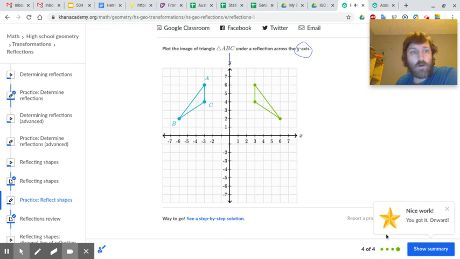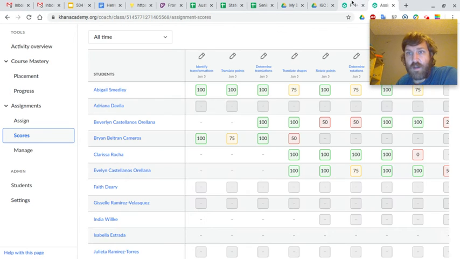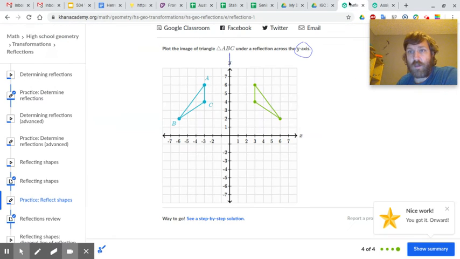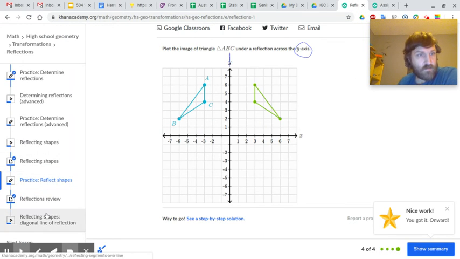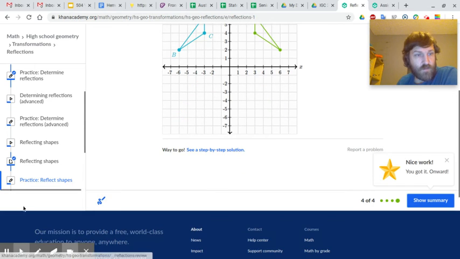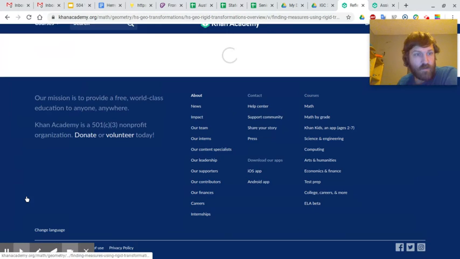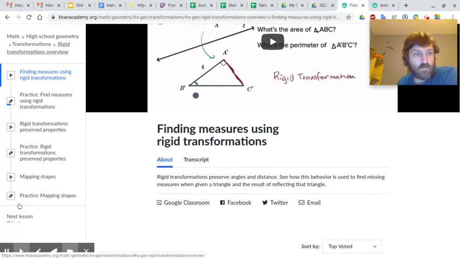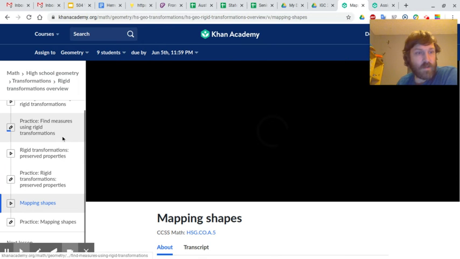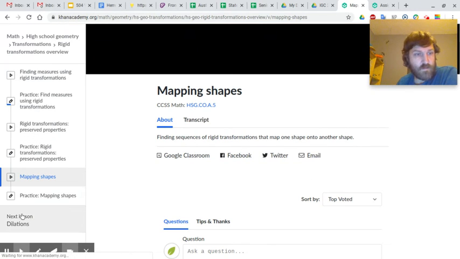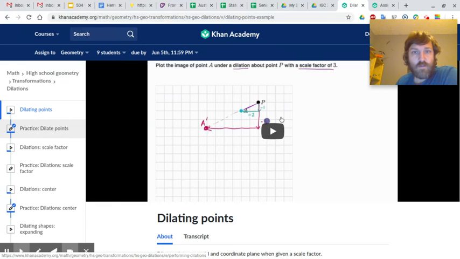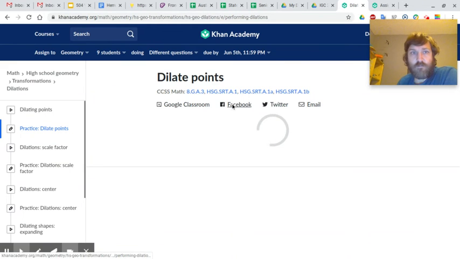And we are. All right, so let's jump and look at the next lesson, which is dilate points. Okay, dilate points. I think we're going to move to the next lesson here. Let me move this. Let's keep going. Next lesson. Sorry, give me a second here. All right, dilate points. All right, here we go.